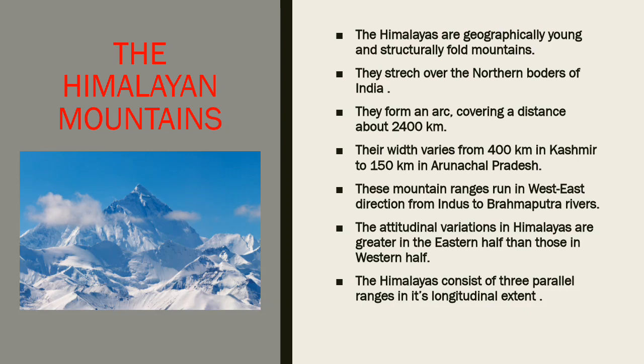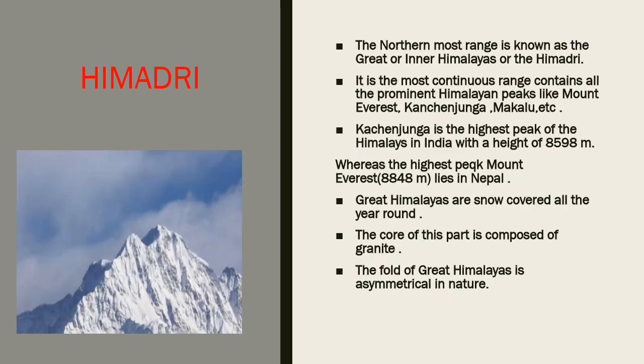The Himalayas consist of 3 parallel ranges in their longitudinal extent. A number of valleys lie between these ranges. So, then come to the Himadri. The northernmost range is known as the Great or Inner Himalayas or the Himadri. It is the most continuous range of the Himalayas with an average height of 6000 meter. It contains all the prominent Himalayan peaks like Mount Everest, Kanchenjunga, Makalu, etc.